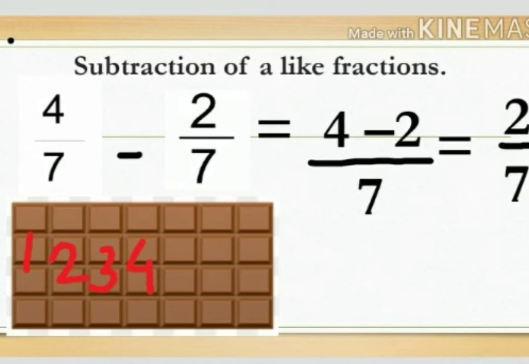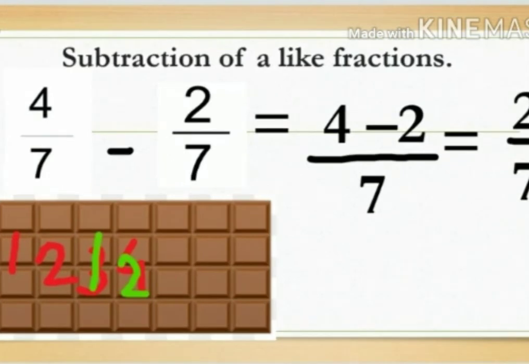And out of these 4 parts, you have to give these 2 parts to your sister. You give these 2 parts to your sister. So 2 by 7 belongs to your sister. So you had 4 by 7 parts. Out of these 4 by 7, you give away 2 by 7 to your sister.